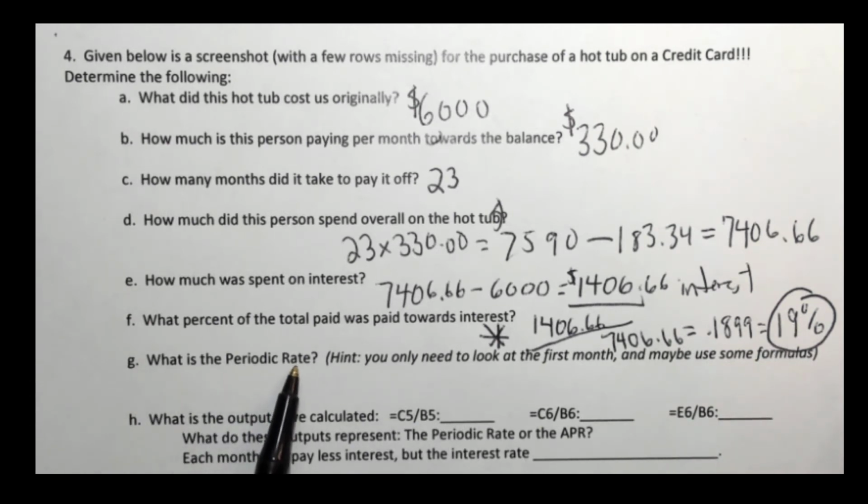What is the periodic rate? You only need to look at the first month. Well, you can look at any month, obviously you can look at every month, because each month you're paying the same periodic rate. It's just that you have a different balance each month. So let's look at that.